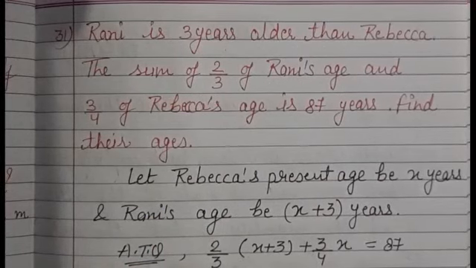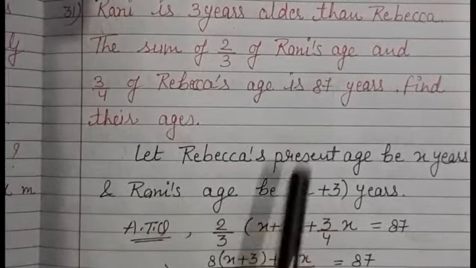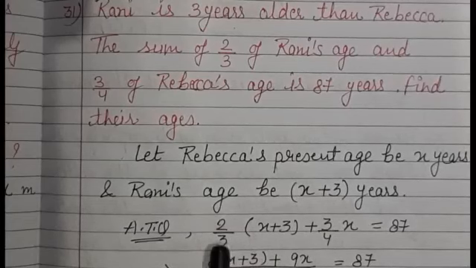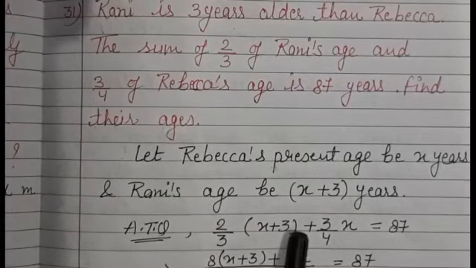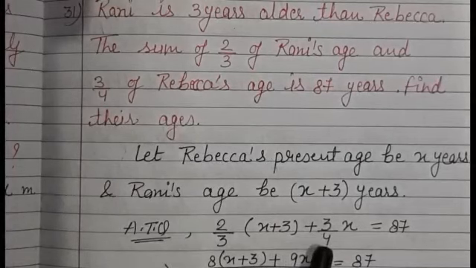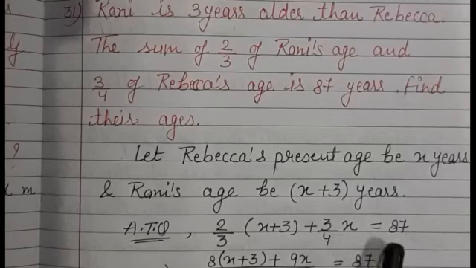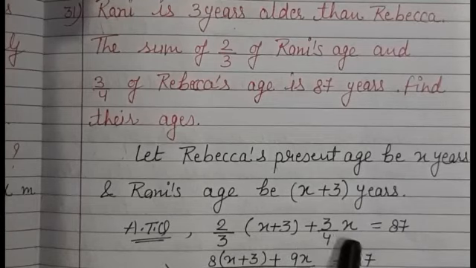Right? Now according to the question, the sum of 2/3 of Rani's age. So that means 2/3 of Rani's age, x plus 3, 2 by 3 (x plus 3), plus 3/4 of Rebecca's age, that is x, is equal to 87. So the equation is 2 by 3 (x plus 3) plus 3 by 4 x is equal to 87.